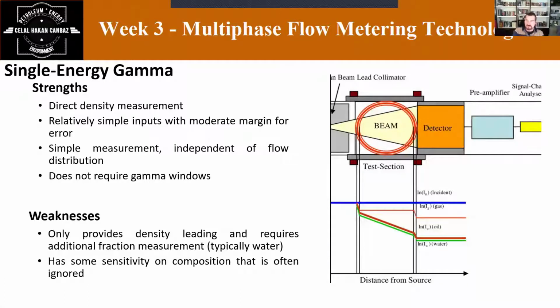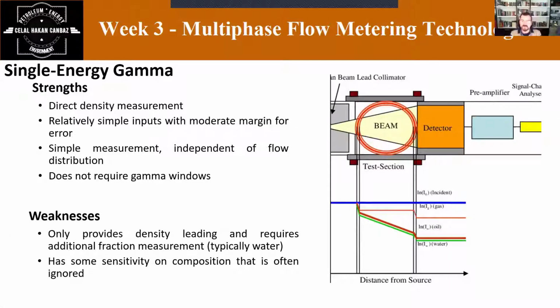So gamma windows: these gamma photons have a window, and some points which show some peaks, okay? So this just uses one peak. Because of that, it doesn't require the whole gamma window. It just requires one peak.